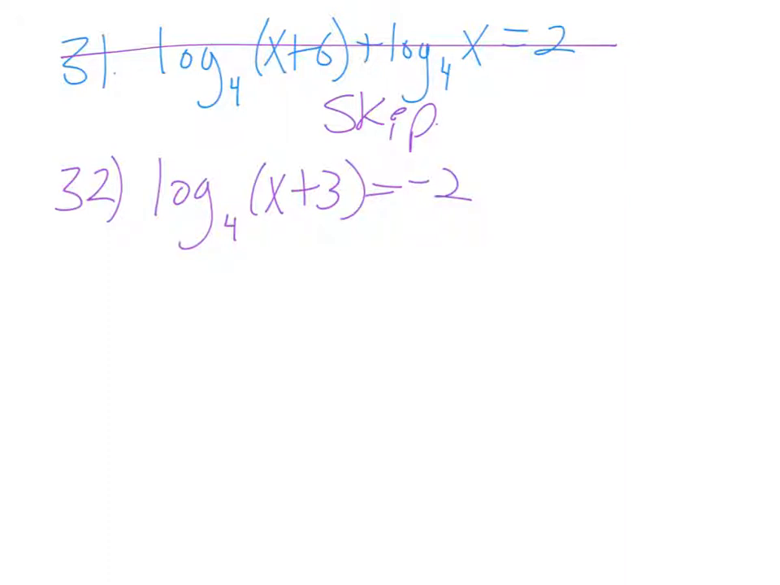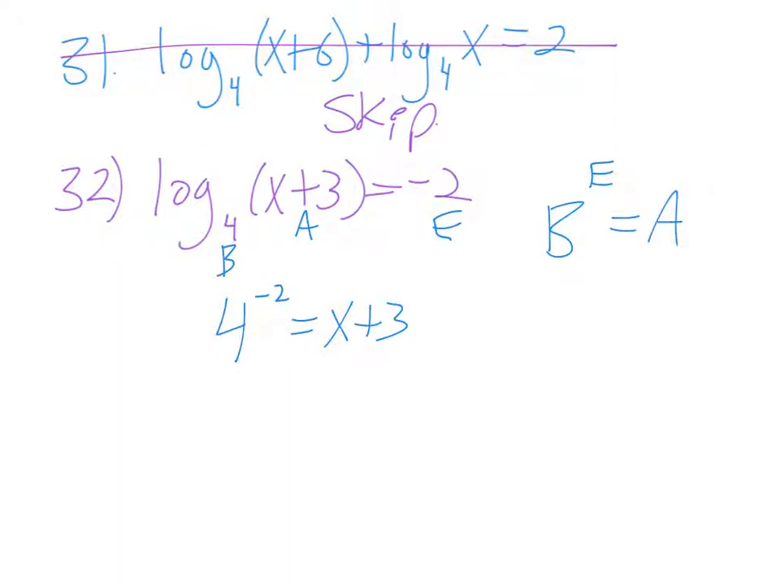For number 32, we've got log base 4 of x plus 3 is equal to negative 2. My strategy for this is I'm going to convert this to an exponential. There's my base, my answer, and my exponent. So 4 to the negative 2 is equal to x plus 3. And that's looking at base to the exponent is equal to an answer.